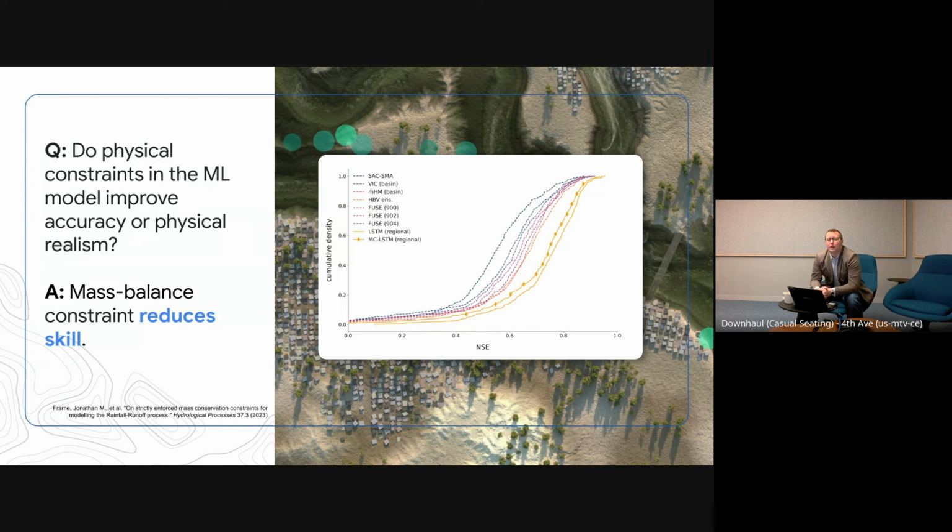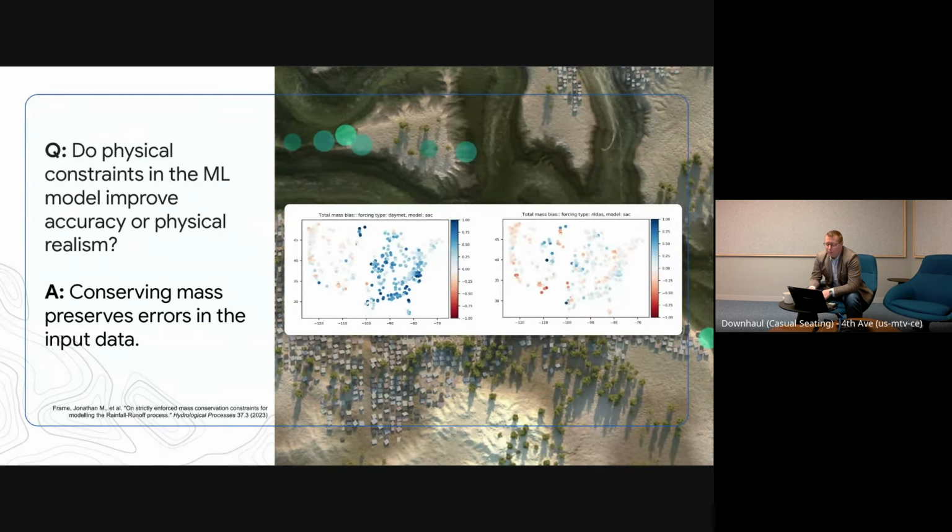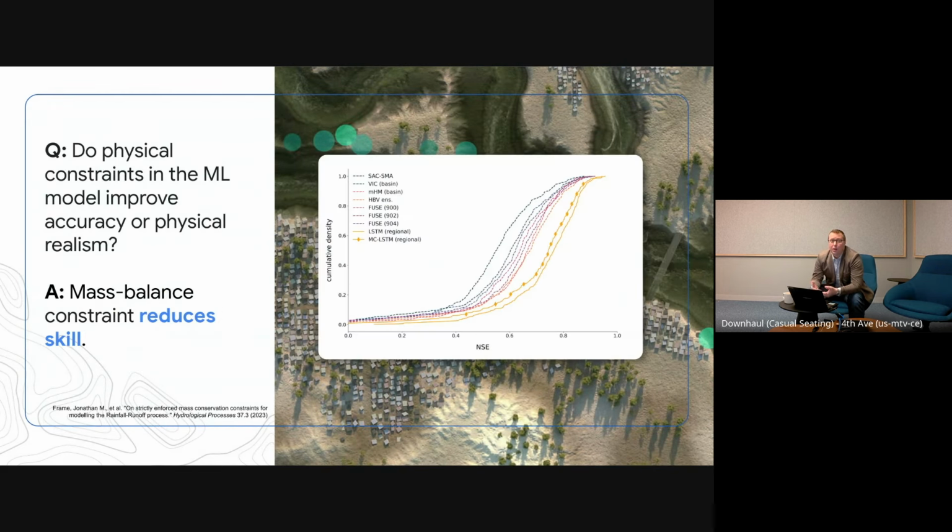The y-axis on the plot is the fraction of the 531 watersheds in the United States that you score a particular skill score. So models that are better have higher R squared values, they're further to the right. Traditional hydrology models, a whole bunch of them, are shown in dotted lines. The machine learning models are the gold lines to the right. The LSTM is the furthest to the right, and the mass-conserving LSTM is the one with diamonds on it. So we lose a small amount of skill, and the reason why we lose that skill is because the rainfall estimates, which is the amount of water that we're trying to conserve, are not perfect.